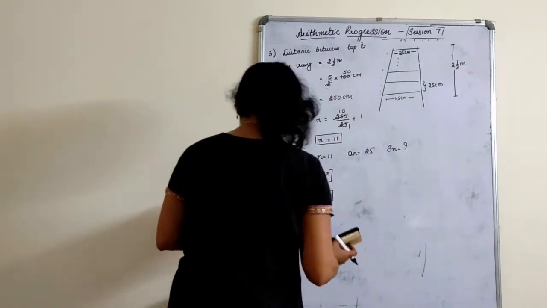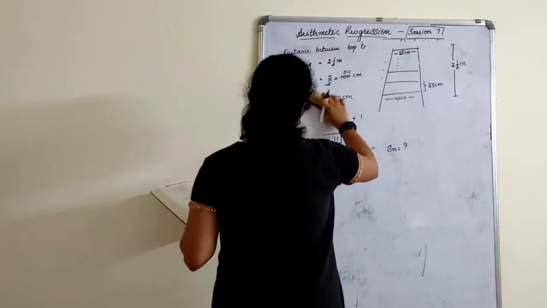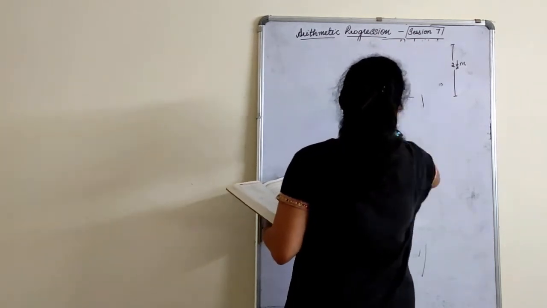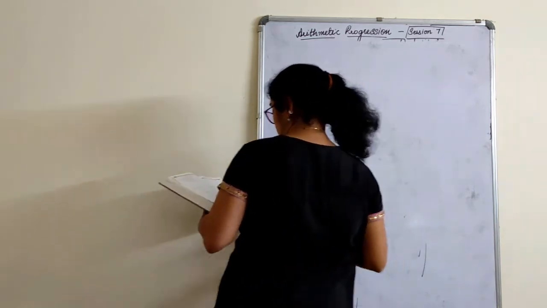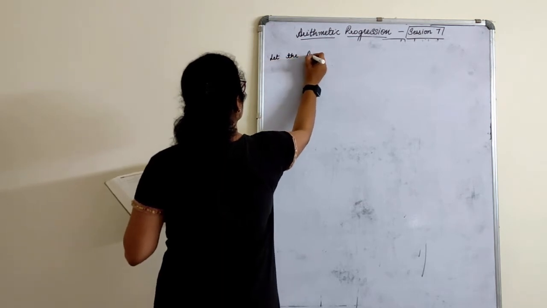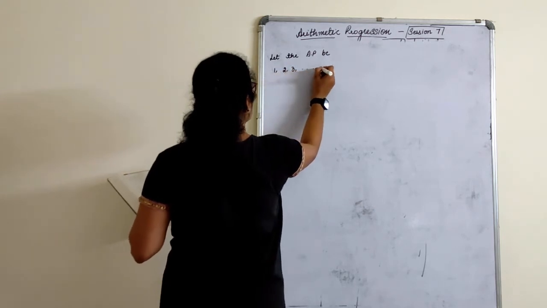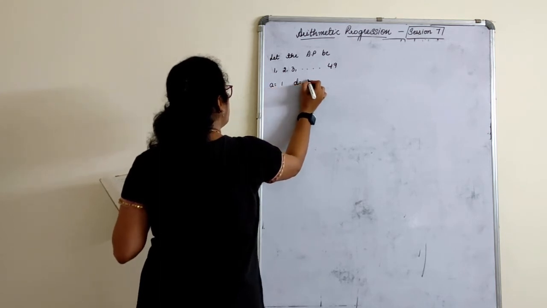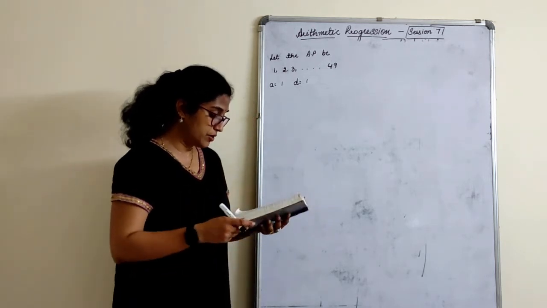The next one. The houses of a row are numbered 1 to 49. So, let the AP be 1, 2, 3, up to 49, where first term is 1 and common difference is also 1. L is 49, children, but we don't require that anymore. Why? Because you see here.